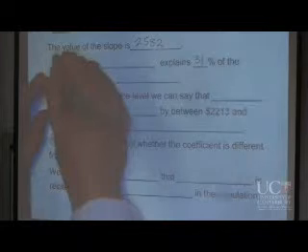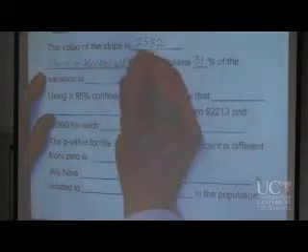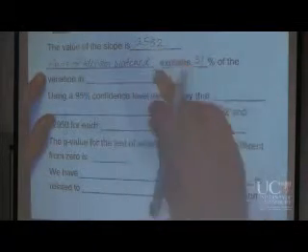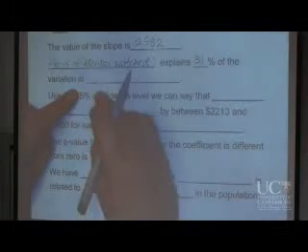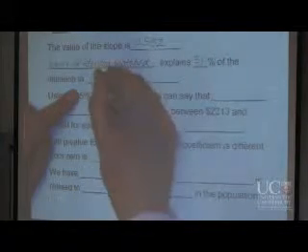Exactly. Hours of television watched explains 31% of the variation in, and that's the other one, which is household debt.